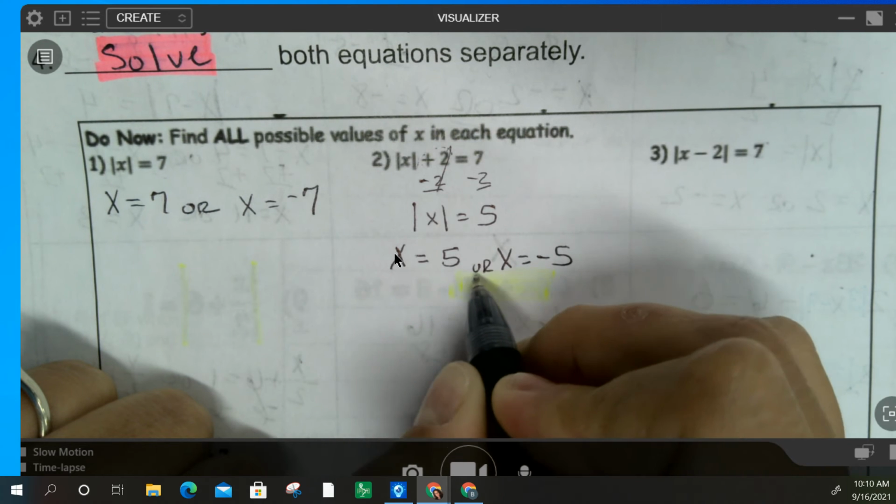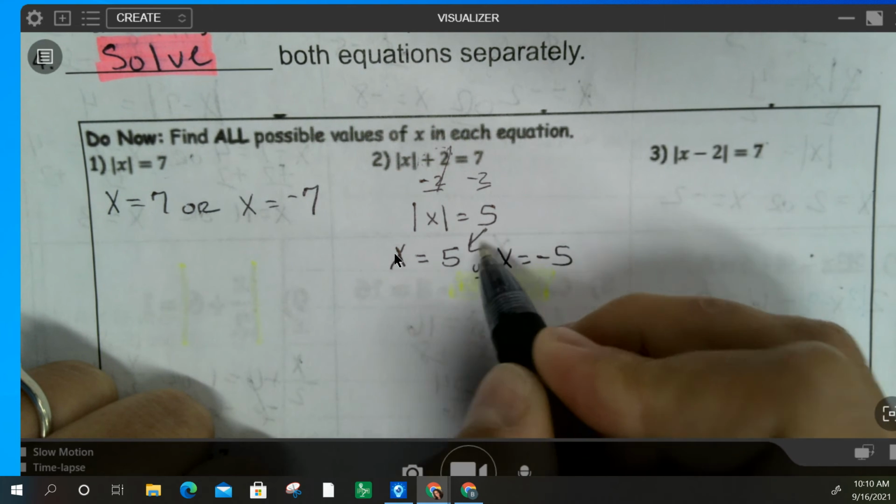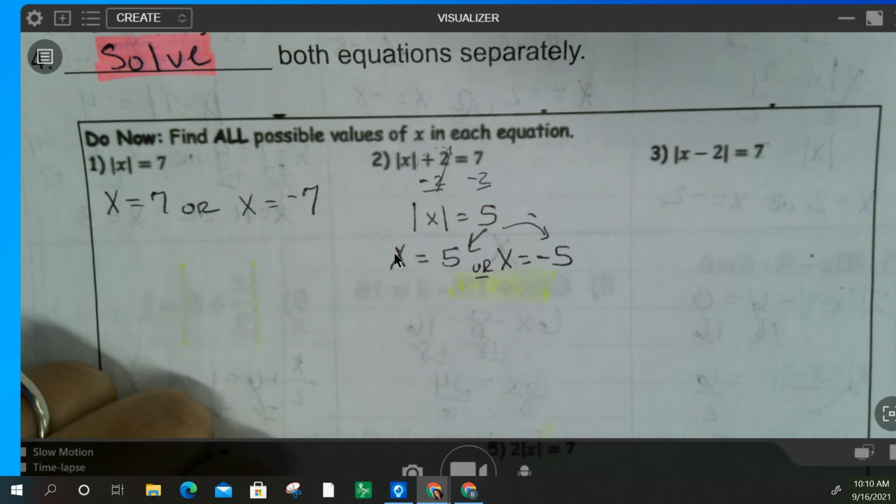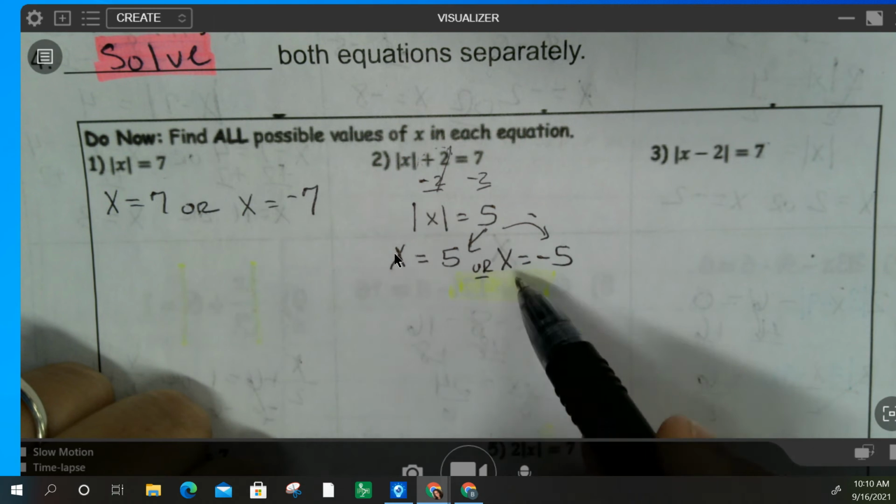Put the word or between them. So this will go here, and then the opposite of it, making it negative, goes here. You bring down what's in the bar twice.